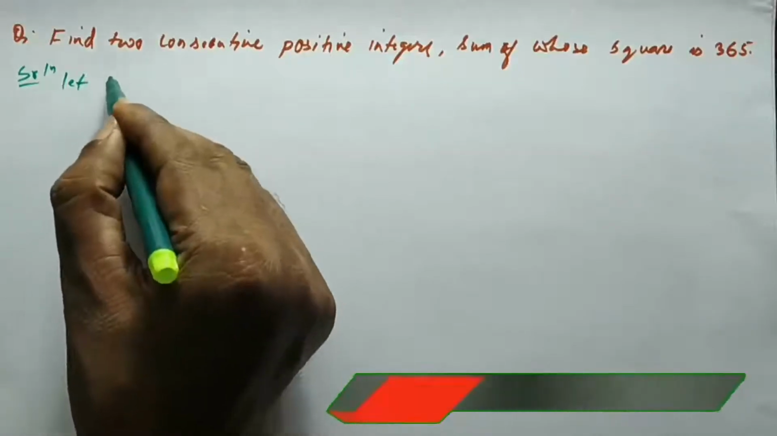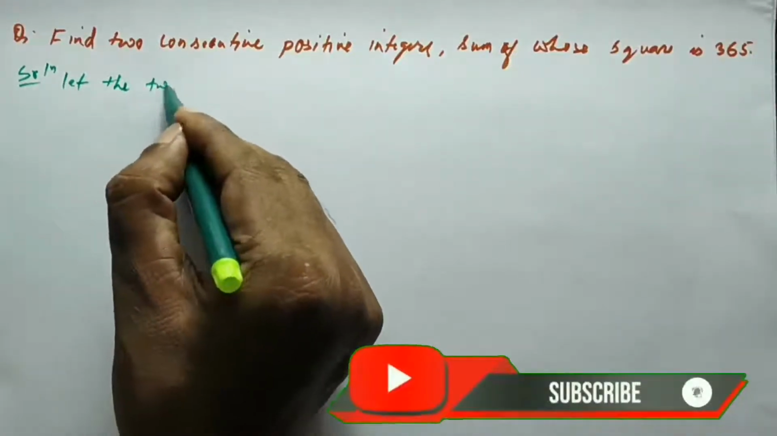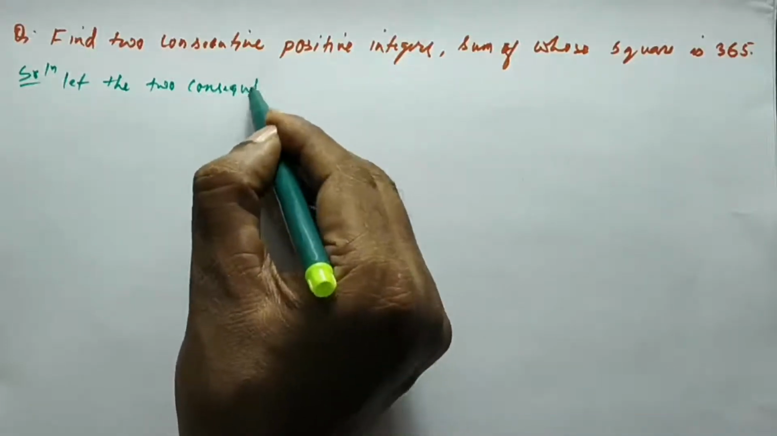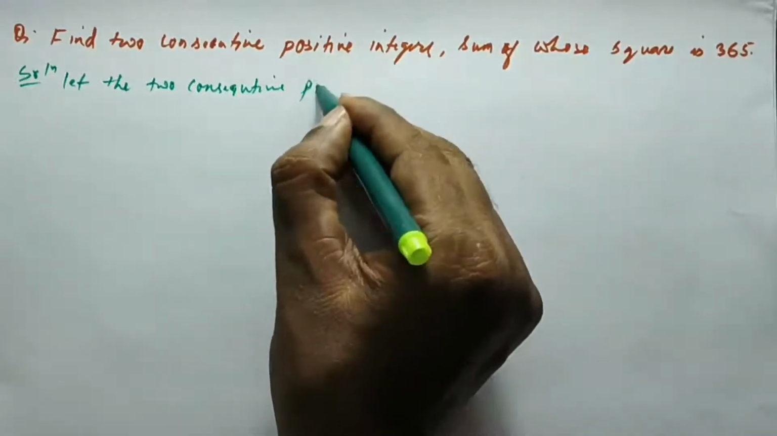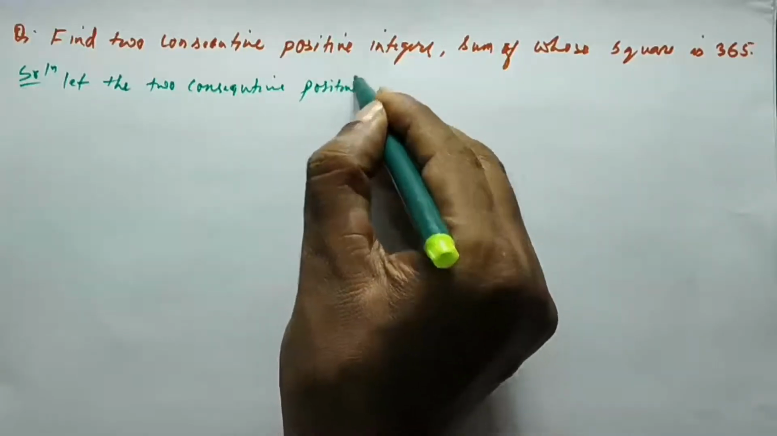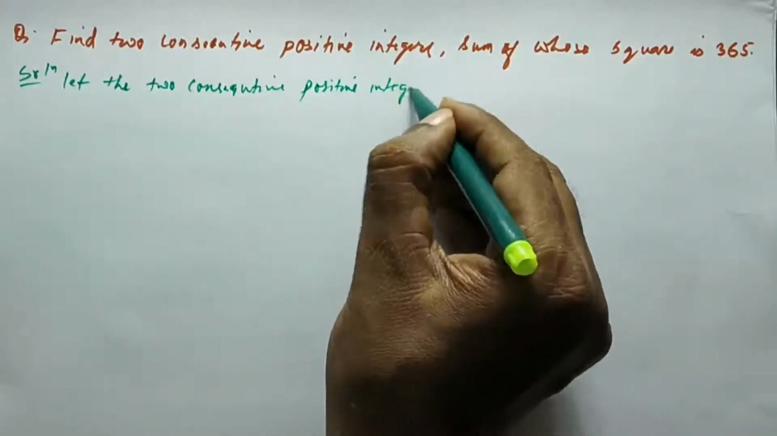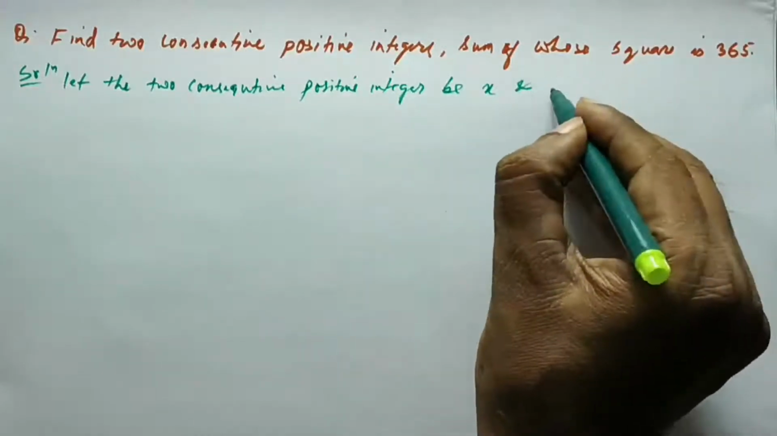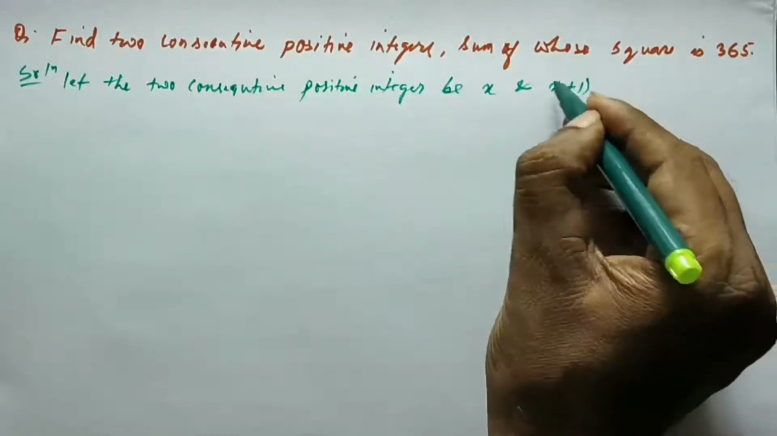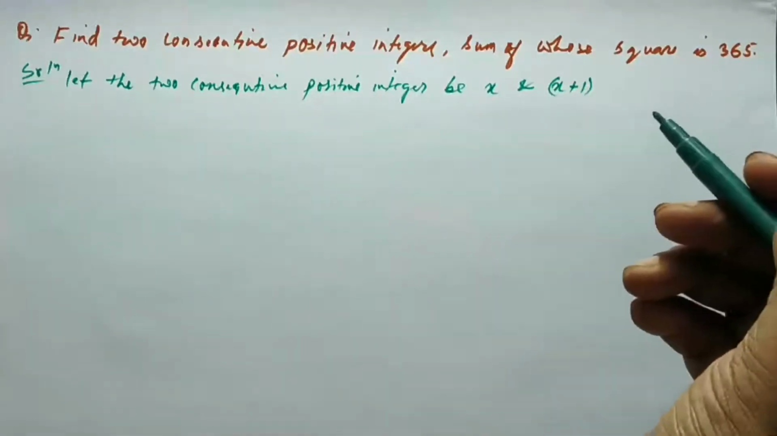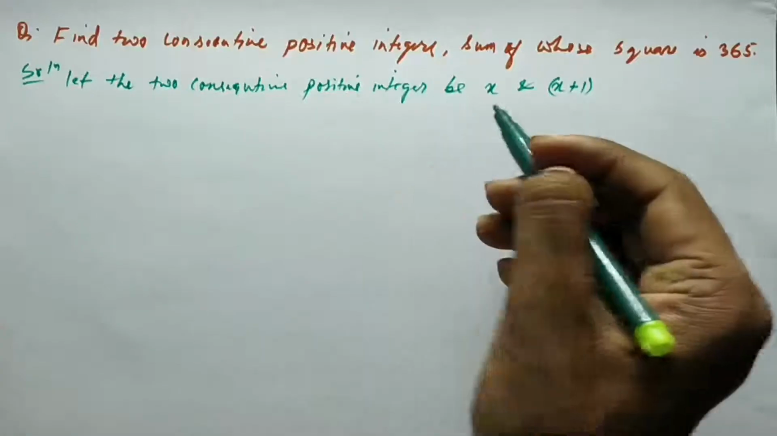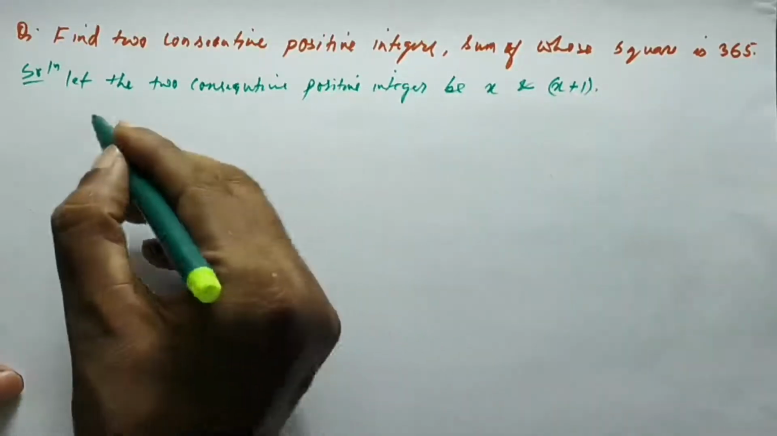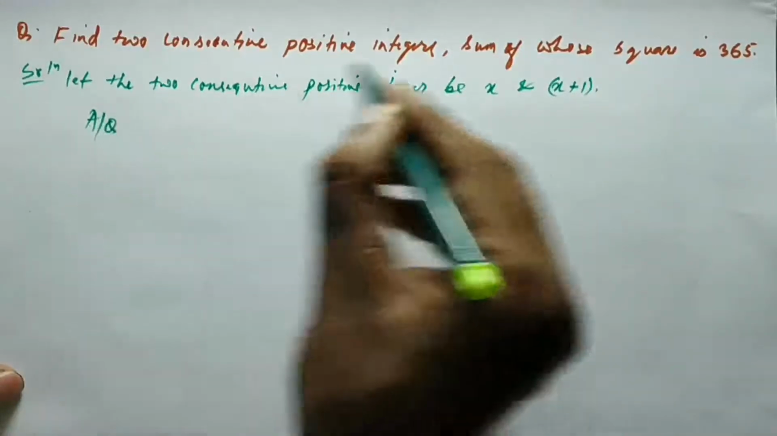Let the two consecutive positive integers be x and x plus 1. Consecutive means one after another. Here we took it x and next one will be plus 1. So according to the question, let us go to the second part.